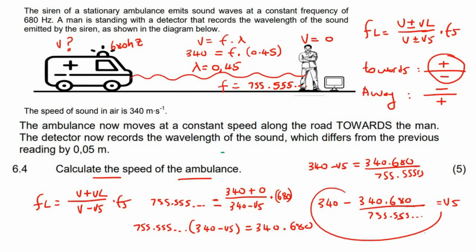Then I would go ahead and type all of that in on my calculator. Oh, and we get a beautiful answer. It's almost like they planned for this, and that's 34 meters per second. So that is how fast the ambulance is traveling.